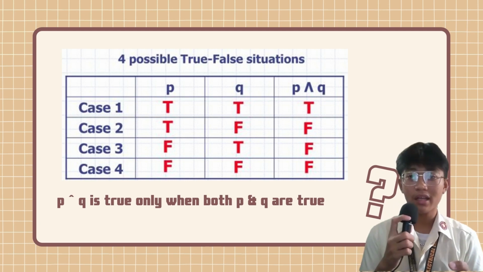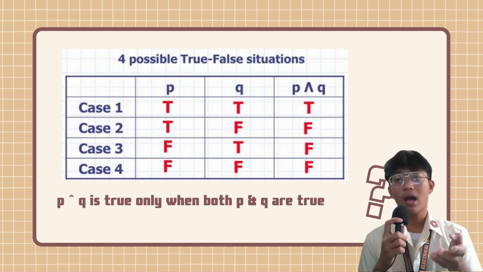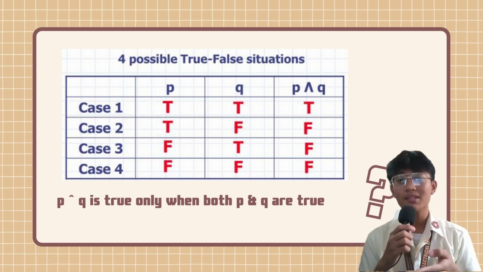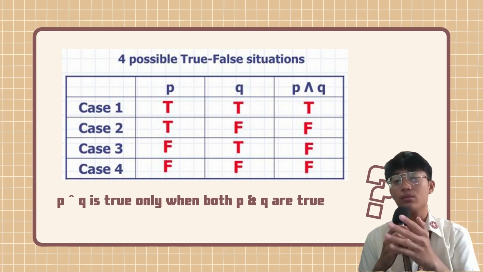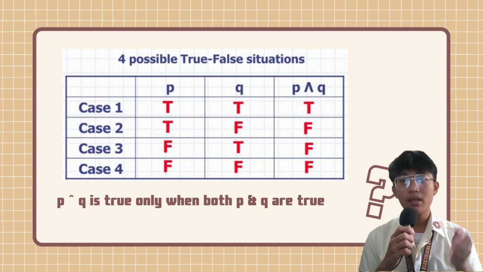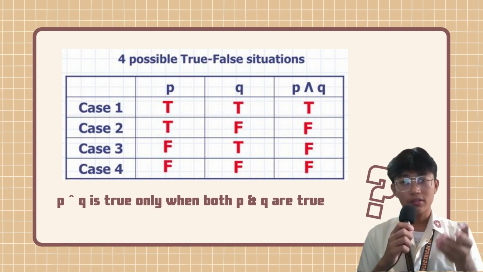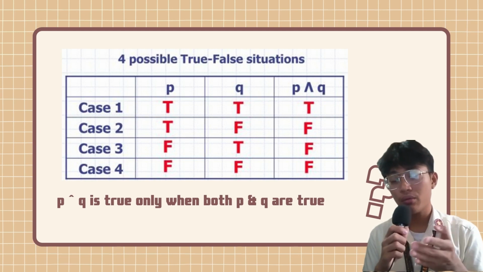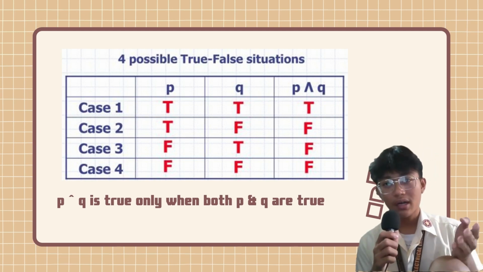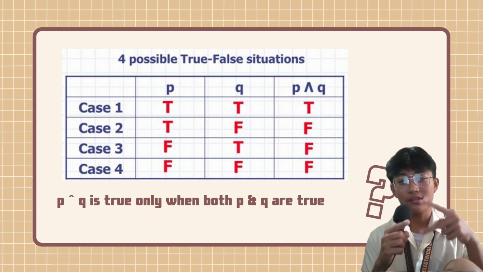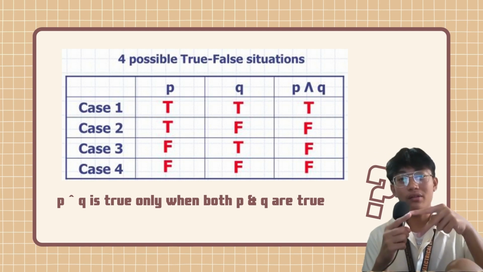Sa case 1, makikita natin na ang P ay true, ang Q ay true. So, ang magiging kalalabasan ng P and Q ay true. Sa case 2 naman, true ang P tapos yung Q naman ay false. Kaya ang kakalabasan niya ay false. So, ang magiging P and Q is false, kasi meron nga isang false sa dalawang statement na yon.